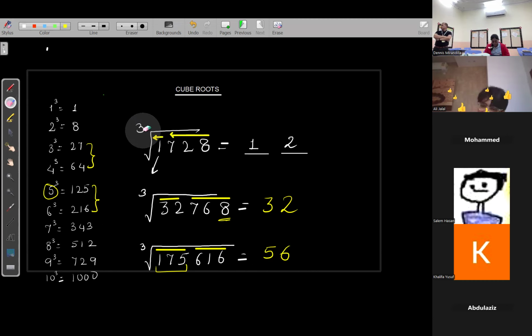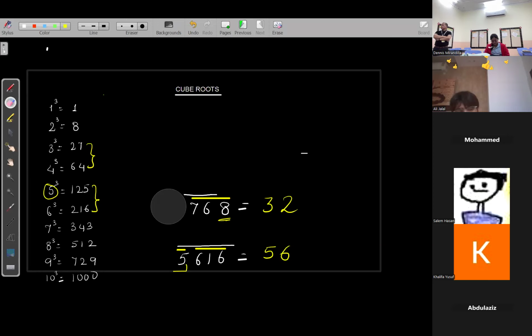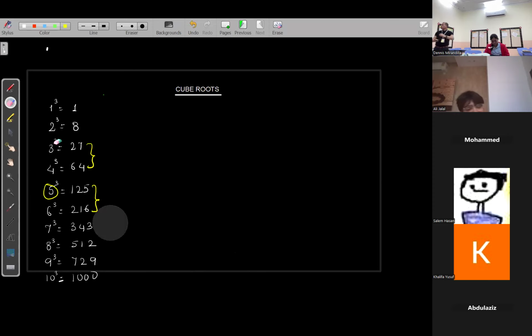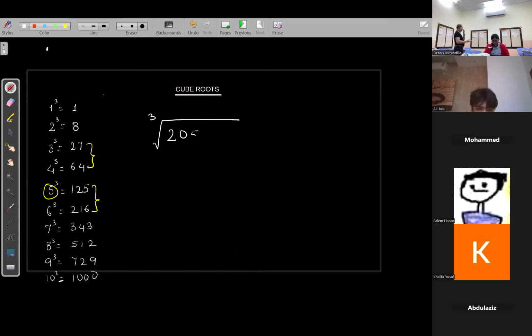Can I erase this and give you some more questions, people? You try it yourselves. Okay, let us do it. One second. Okay, try this out. This is cube root of 205379. Okay, try to do it.